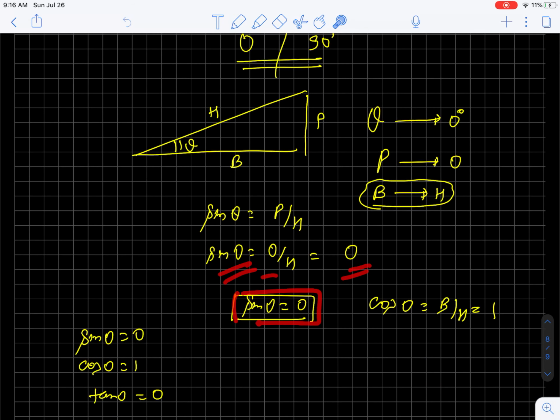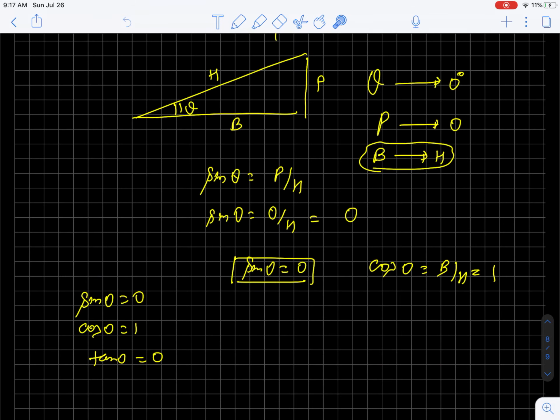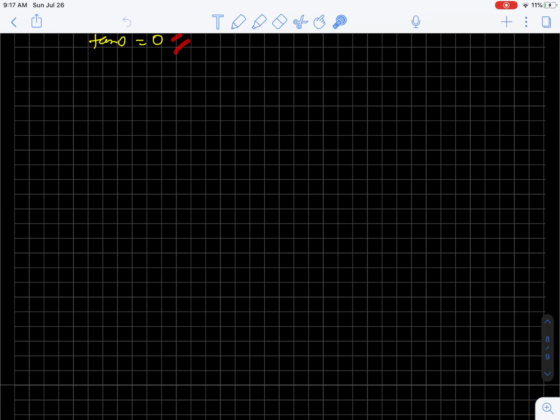Sin 0 is 0. Trigonometric ratios: sin 0 is 0, cos 0 equals 1. Why does cos 0 equal 1? Because cos theta is equal to base divided by hypotenuse. And when theta tends towards 0, the base becomes equal to h. As p becomes shorter, b equals h. So cos 0 equals b by h, and b by h equals 1. Sin 0 equals 0, cos 0 equals 1, and tan 0 equals 0. Okay.